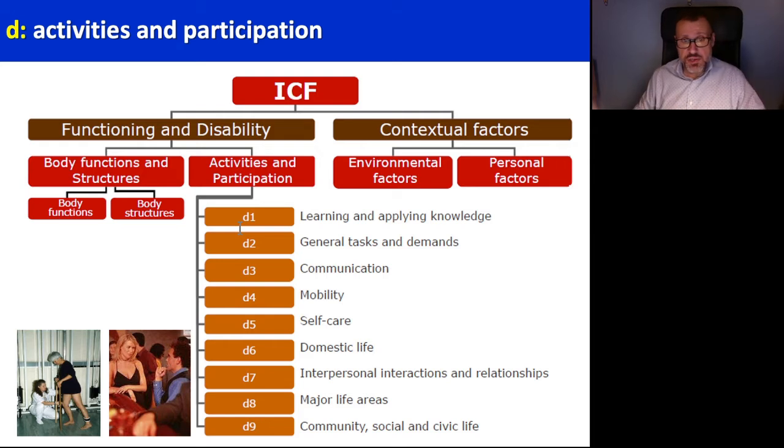rather than participation. So there are 9 main areas from 1 to 9: D1 learning and applying knowledge, D2 general tasks and demands, D3 communication, D4 mobility, D5 self-care, D6 domestic life, D7 interpersonal interactions and relationships, D8 major life areas, and D9 community, social, and civic life.